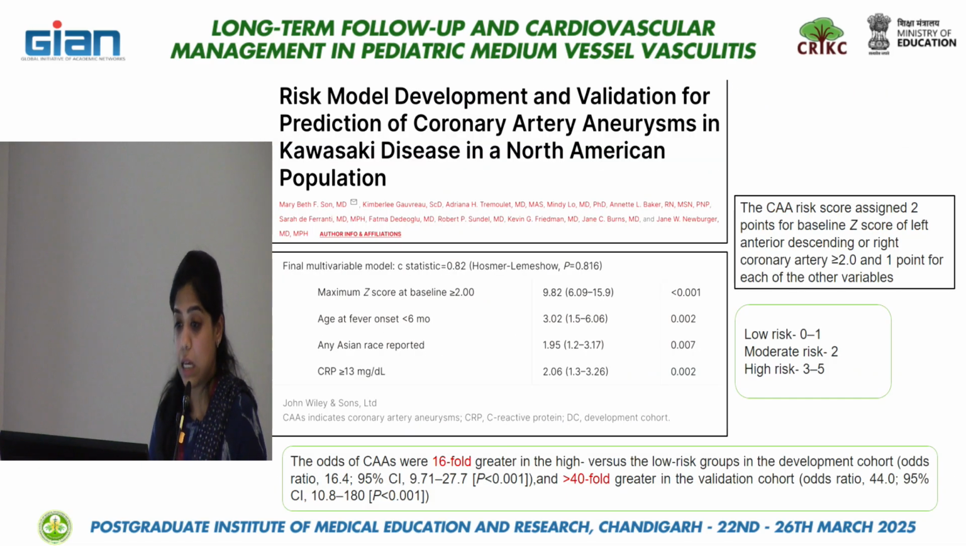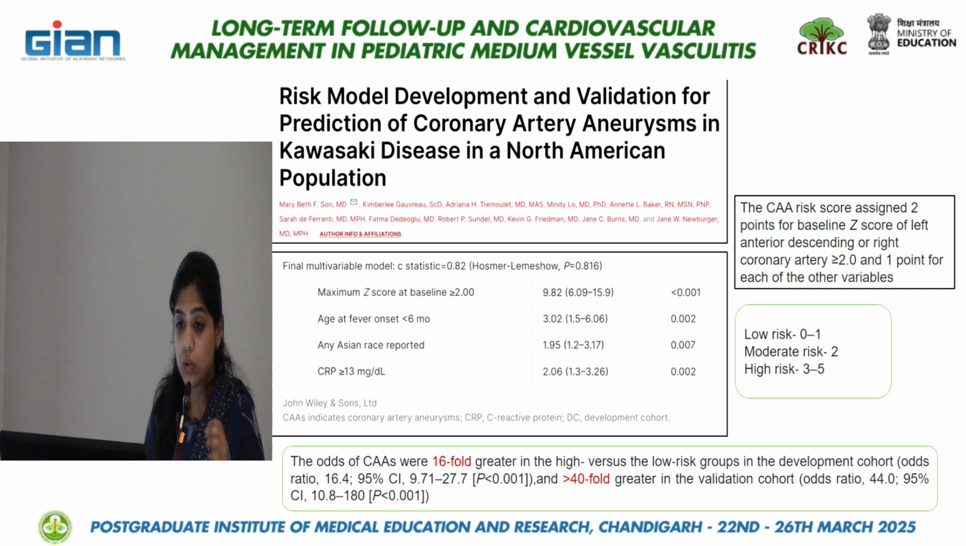So this is the SUN score, I think, which has been covered by both of my previous speakers. In the statistical analysis, they found 4 risk factors: baseline Z-score more than 2, age of fever onset less than 6 months, Asian race, and CRP. For the baseline Z-score more than 2, they have given a scoring point of 2, and for the rest of the 3 criteria, a score of 1. So in this, the low risk is 0 to 1, moderate risk is 2, and high risk is 3 to 5.